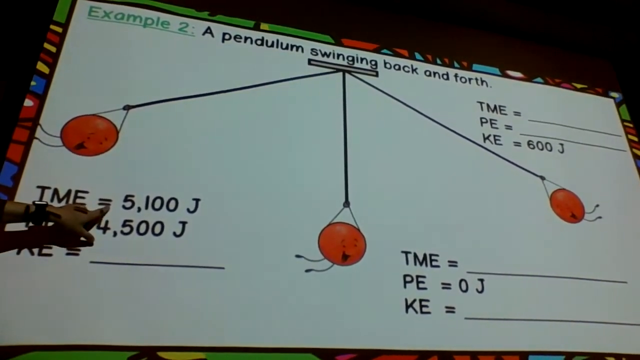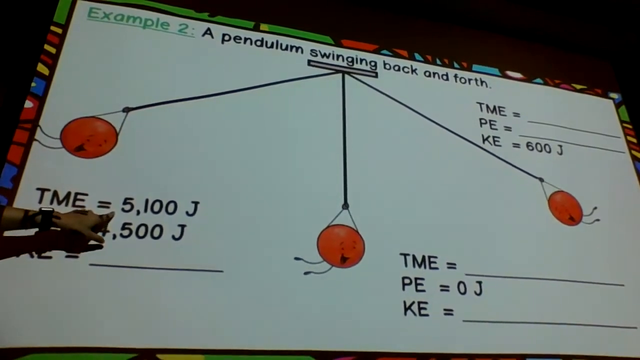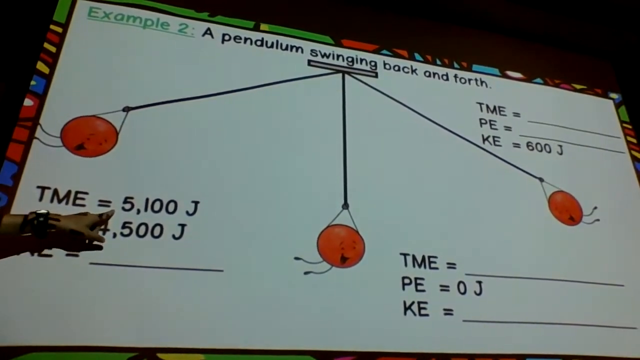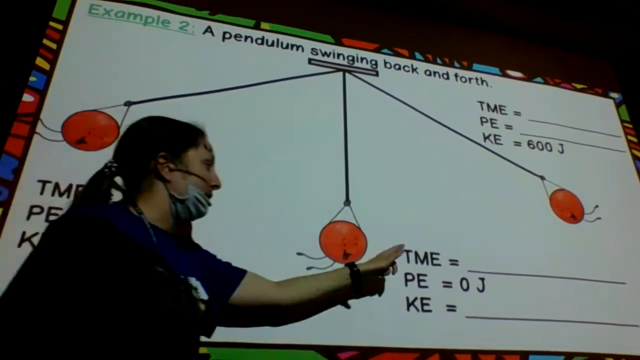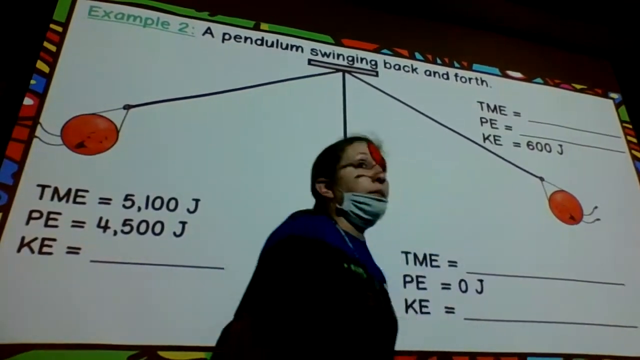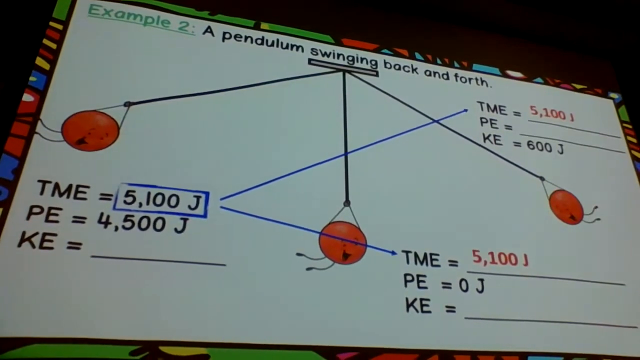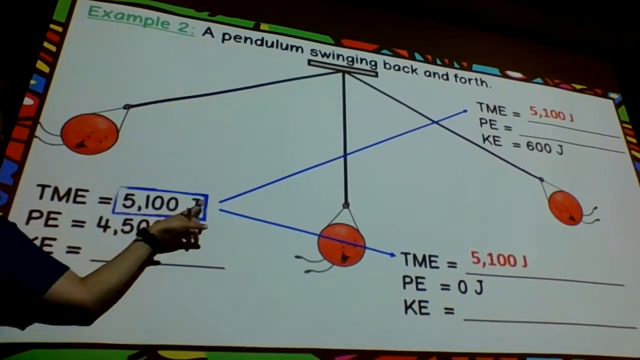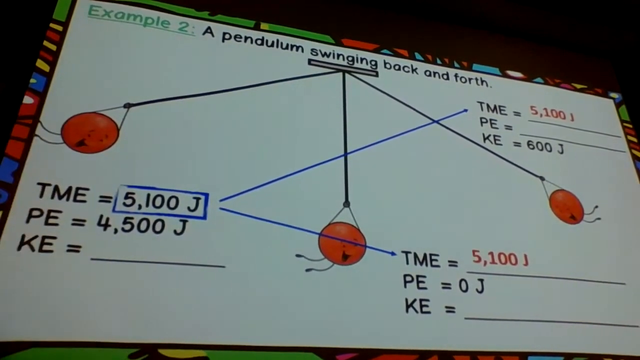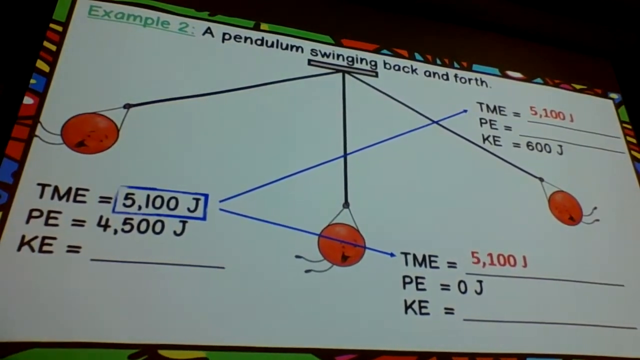My total mechanical energy starts at 5,100 joules. So what can you automatically assume about TMEs here? They're going to be 5,100. They're going to be the same. So I'm going to go ahead and fill that in. Okay? So my total mechanical energy should match at all 3 points. So I went ahead and filled that information in first this go around.